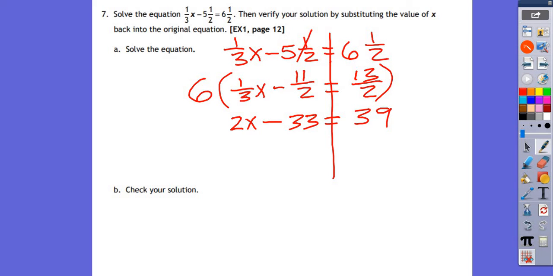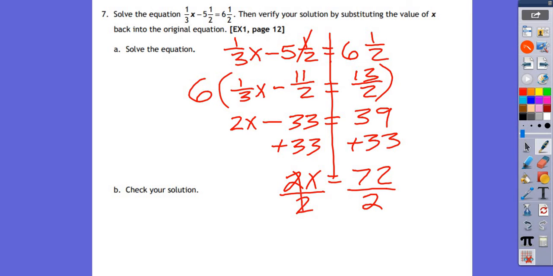It was a different answer. It was 36. Yeah, it was 36. Okay? I'm going to solve this the same way. I get 2x equals 72. Divide 72 by 2. X equals 36. Isn't that what I got last time? Yeah. So you get the same answer, but don't have to deal with the fractions. I got rid of the fractions by multiplying by the least common multiple.